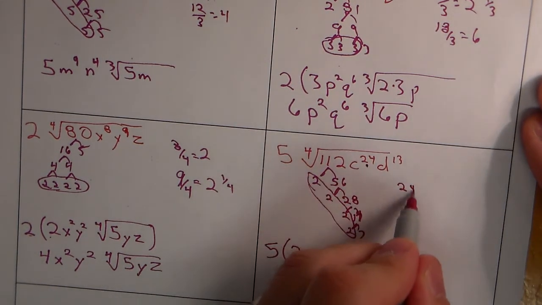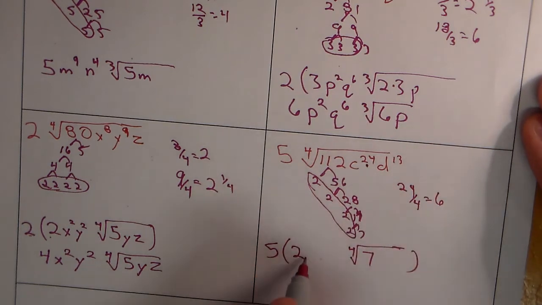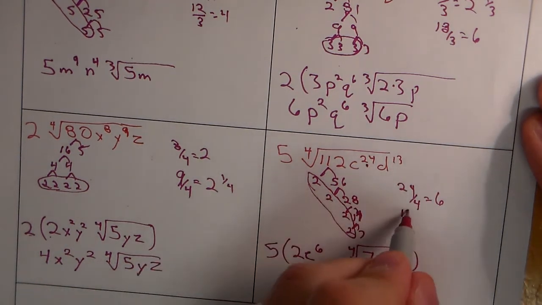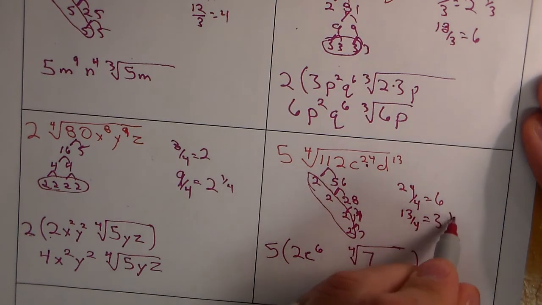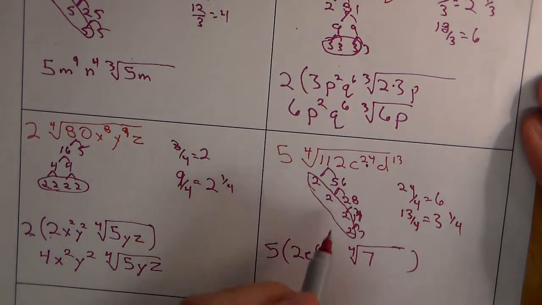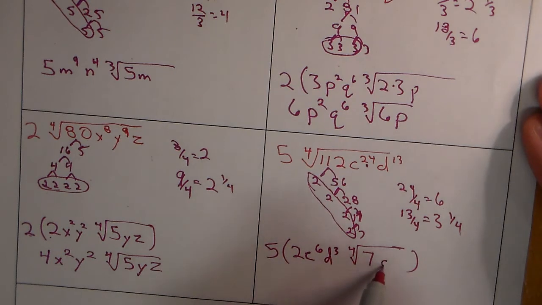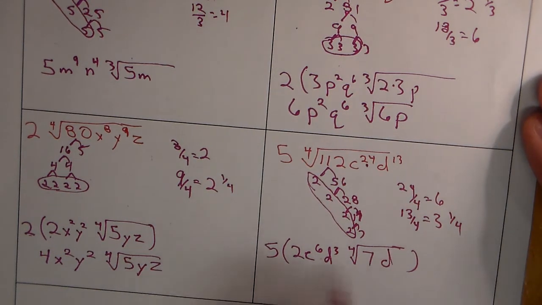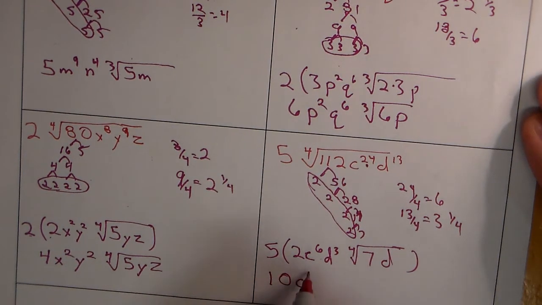24 divided by 4 is 6, so there are 6 sets of C that come out. 13 divided by 4 is 3 1/4. So 3 sets of D come out with 1 left inside. We put it together, we have 10 C to the 6th, D to the 3rd, 4th root of 7D.